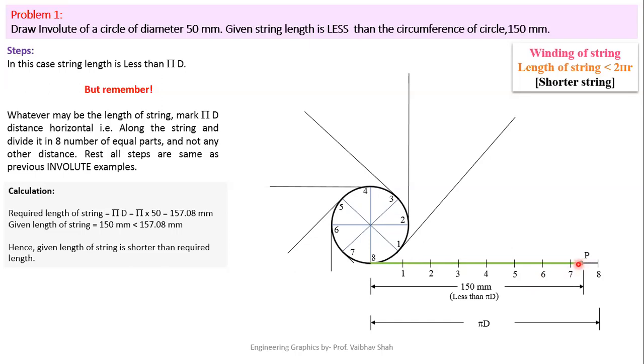Remember, your actual given string is the green color string. You are not having this black color portion in your string because our given string is 150 mm and it is a shorter string. So we'll be short of this string. So we are not having this string right now with us. So we'll be having string until up till your point P. So we'll be having the complete string of this green length.